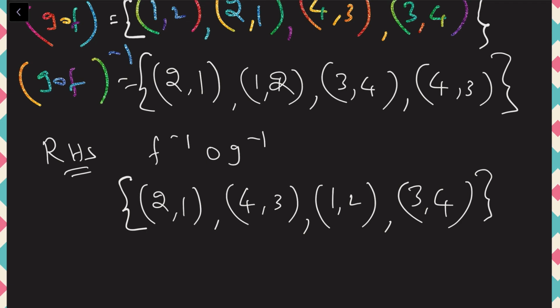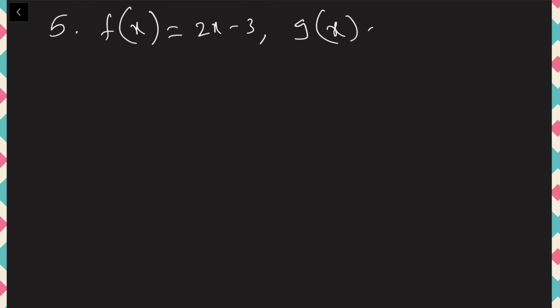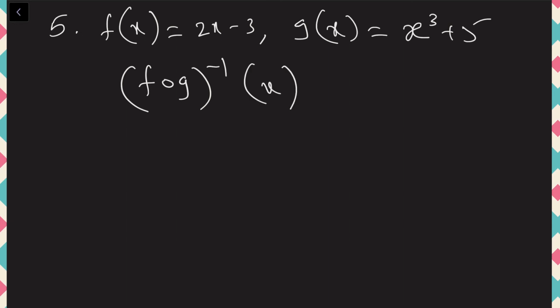Okay, now let us move to bit number 5. Bit number 5 is given as: the functions are defined by f of x is equal to 2x minus 3 and g of x is defined as x cube plus 5. Then he is asking to find the value of f of g whole inverse of x. f of g whole inverse we need to find.